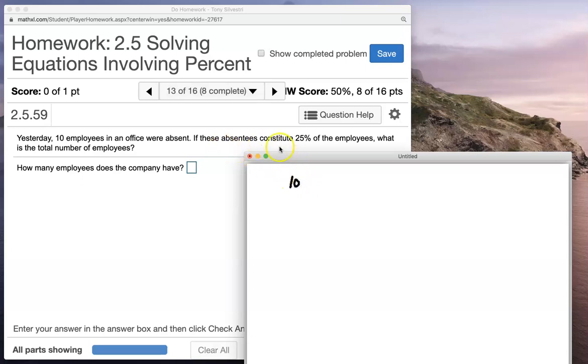These employees are equal to, this is the fancy word, are equal to 25% of the total number. So that's what that says. 10 employees equals 25% of the total number of employees. So change that to 0.25 to do the math. x equals 10. I'm going to divide by 0.25.